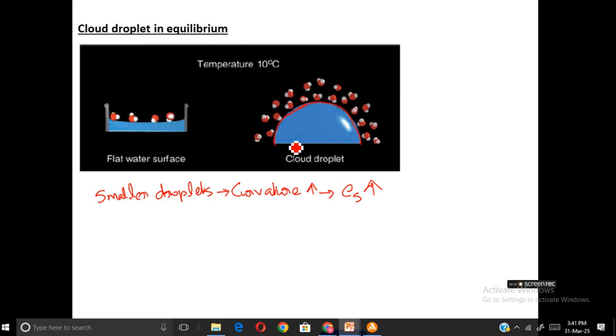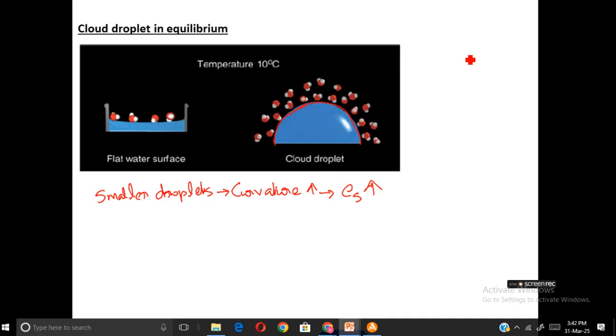At equilibrium, the vapor pressure over a curved droplet of water is greater than that over the flat surface. Suppose there is a cloud droplet, it will have a curved shape, right? And there is a flat water surface, the shape will be like this. So the saturation vapor pressure for this cloud droplet to be in equilibrium is higher than the saturation vapor pressure for this flat surface of water. Because of the curved surface, more water vapor molecules are required to maintain the shape of the droplet. So vapor molecules are less strongly attached to a curved water surface, hence they evaporate more readily.